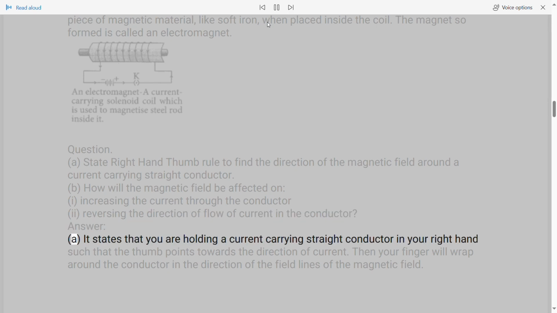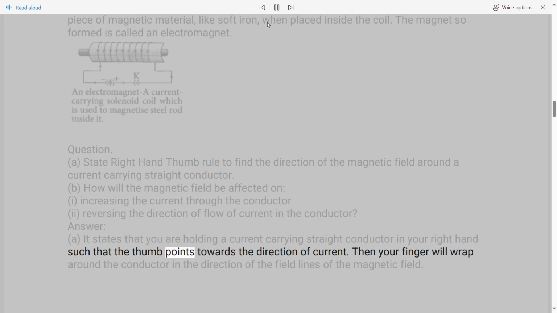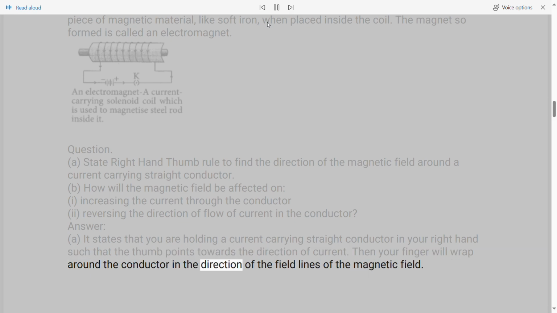Answer A. It states that if you are holding a current-carrying straight conductor in your right hand such that the thumb points towards the direction of current, then your fingers will wrap around the conductor in the direction of the field lines of the magnetic field.